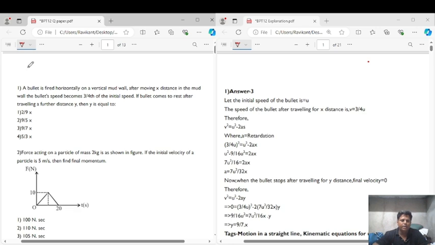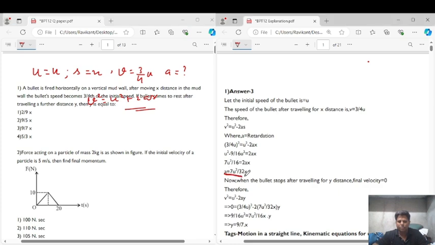So in the question, initially the bullet is being fired with initial velocity u, and travels a distance x, and it attains a final velocity equal to 3 by 4 times the initial velocity u, right? So we need to calculate the acceleration. So we will use the formula v square is equals to u square plus 2as, right? So using v square is equals to u square plus 2as, we finally get our acceleration as a is equals to 7u square upon 32x, right?